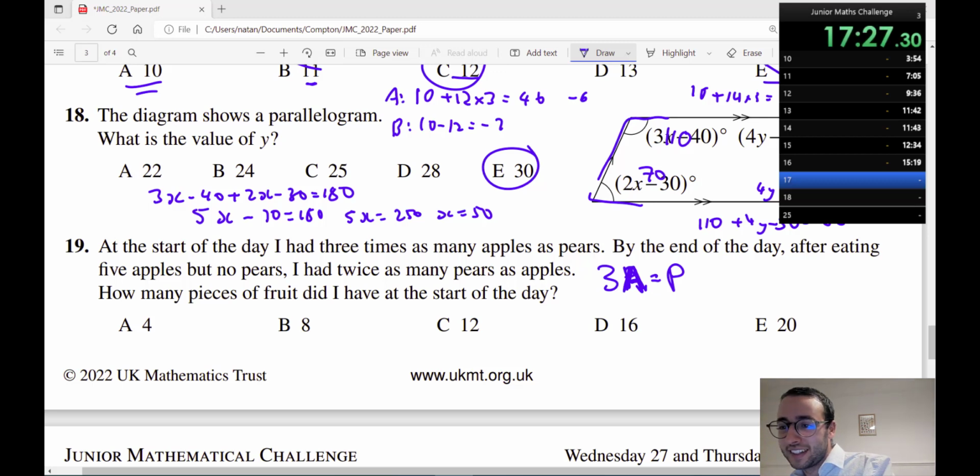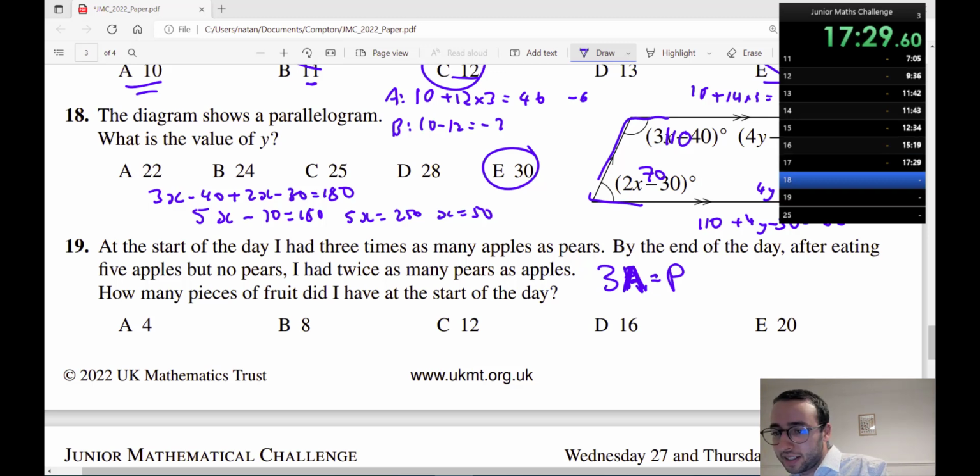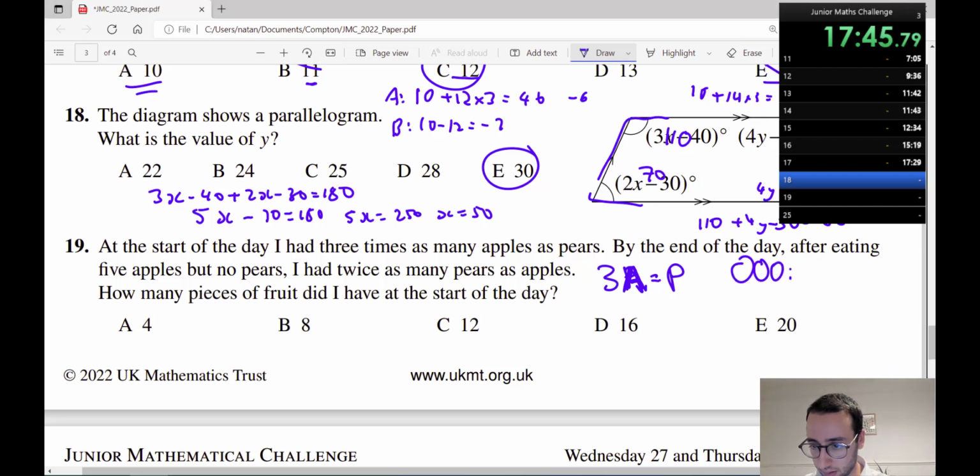We're back. Oh, I think I need to press another one because I'm actually on my 18th one. Okay, so at the end of the day, after eating 5 apples but no pears, I had twice as many pears. This feels like it's just algebra, but I don't know what algebra to do. Okay, here's P. So altogether, I've got 3 apples for every 1 pear. After eating 5 apples, I had twice as many pears as apples. After eating, then it goes to this when I've lost 5.